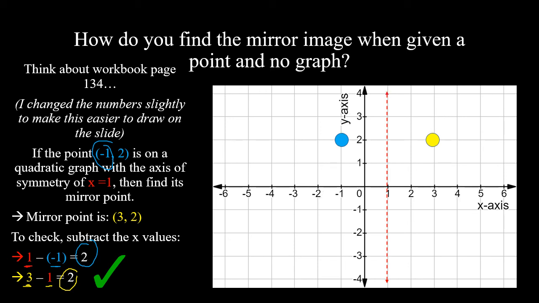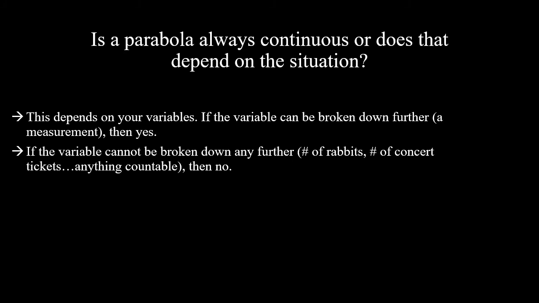And then let's look at your last question. It said, is a parabola always continuous, or does that depend on the situation? So this always comes down to your variables, okay? It really depends on your variables. If the variable can be broken down further, like a measurement, then it would be continuous. So anytime you're dealing with a length or any unit of time, that can always be broken down further. And I think most of the problems, if not all, from the unit we did on parabolas did in fact deal with continuous variables. But if the variable cannot be broken down any further, if it's countable, okay, then it's not continuous, it would be discrete.